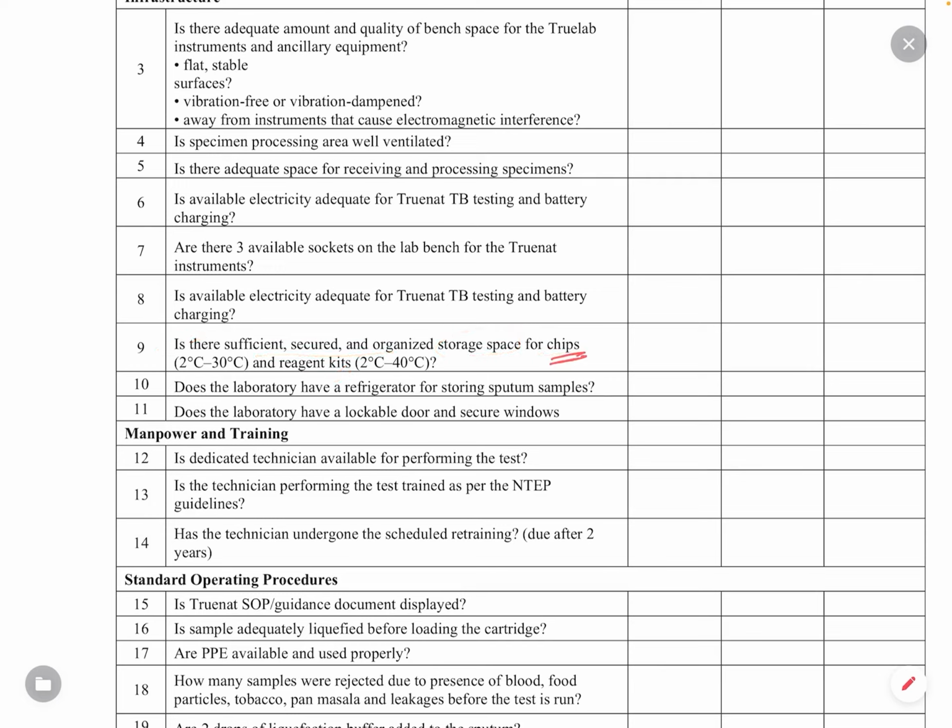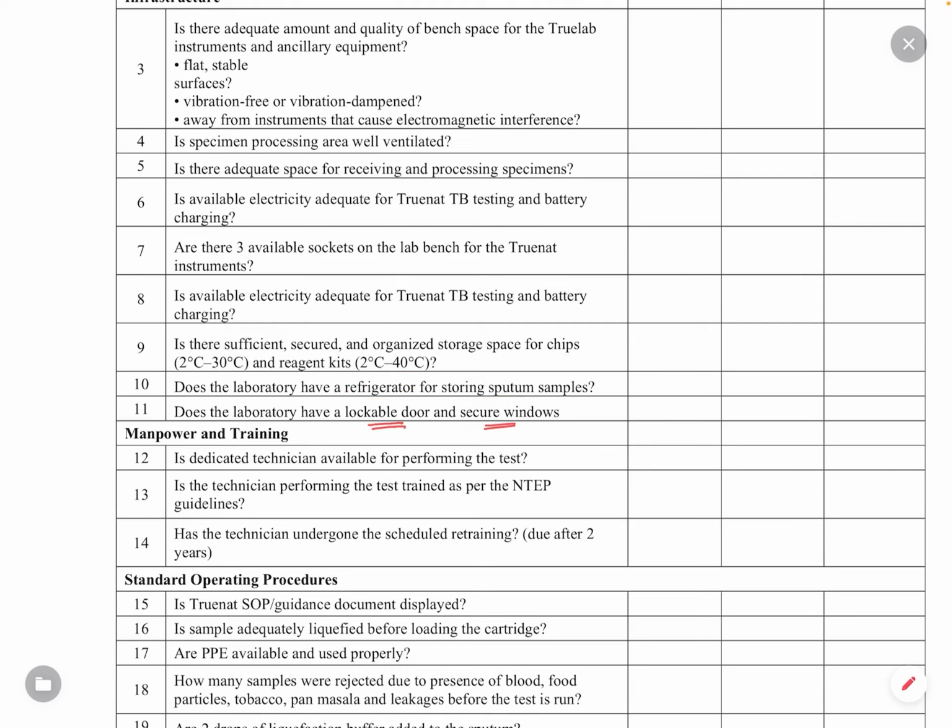Does the laboratory have a refrigerator for storing sputum samples? Or does the laboratory have a lockable door and secure windows? Because these instruments are costly, we want to keep them in a locked facility.